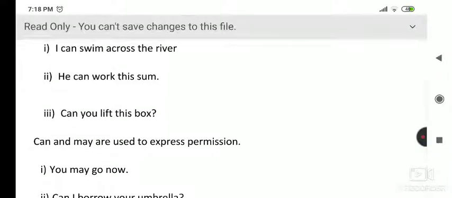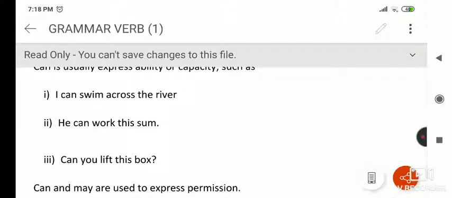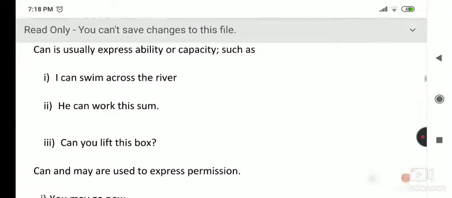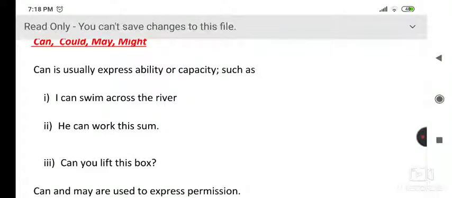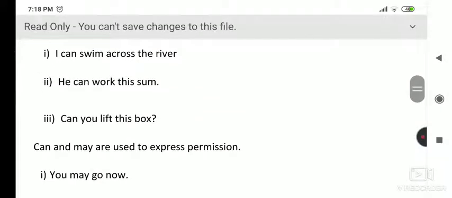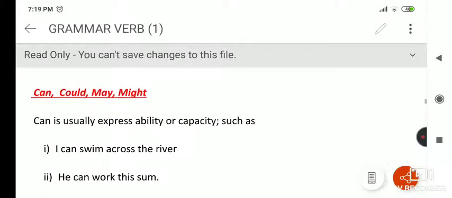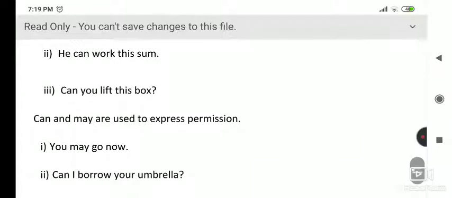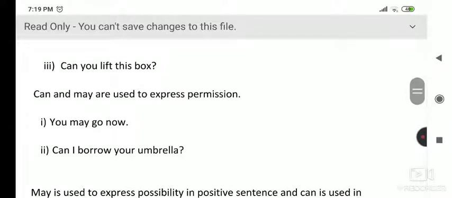In the third sentence, can you lift the box? In this sentence, can expresses the ability of the subject, you, of lifting the box. Can and may are used to express permission. So can and may, or could and might, are also used to express permission, such as: you may go now.